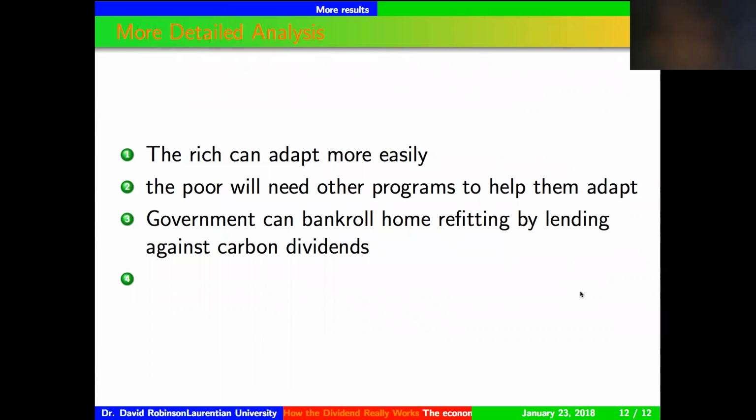So in principle, the income tax system would work, but it's not quite as good, and it's not as politically effective, I think.